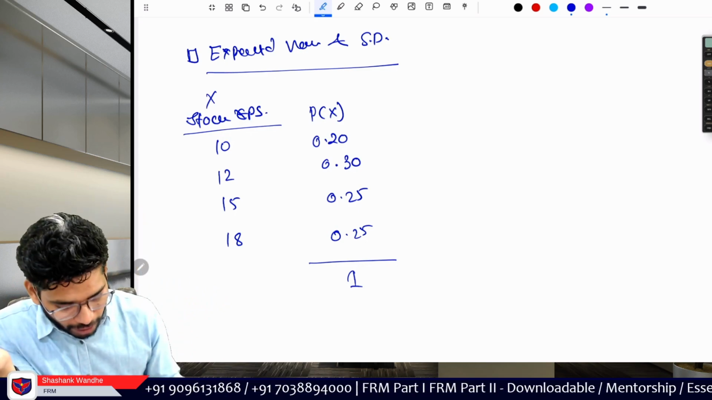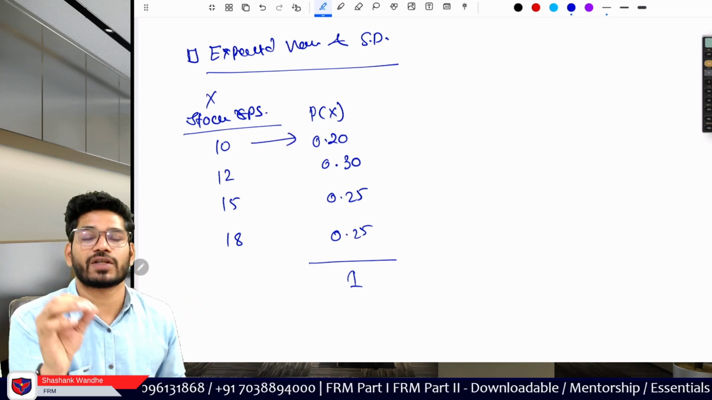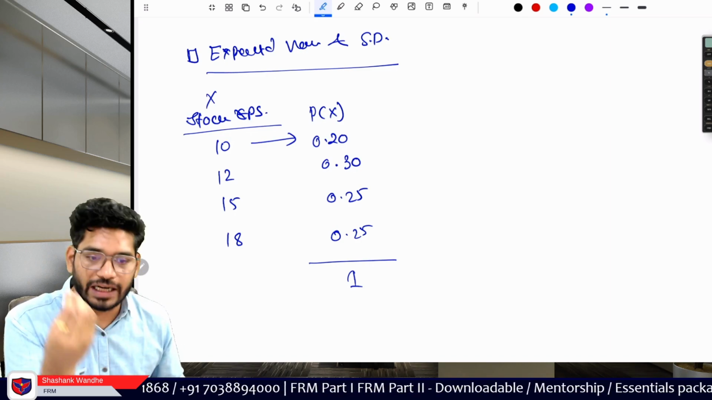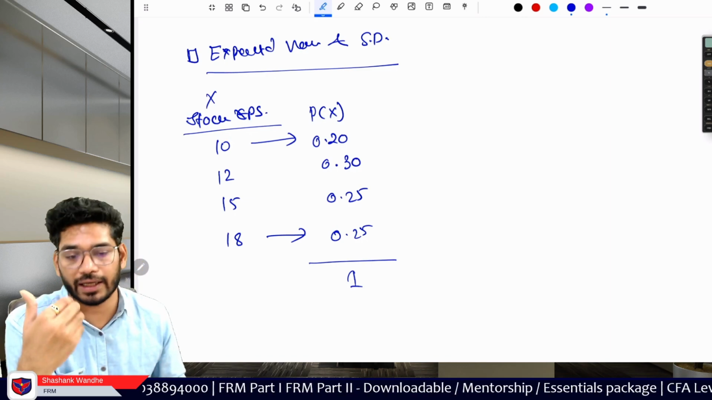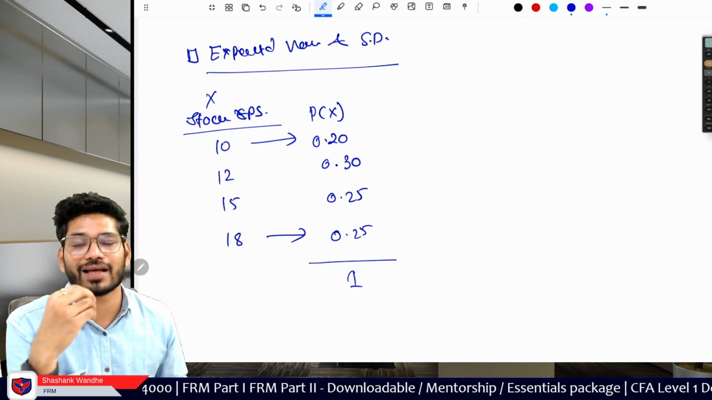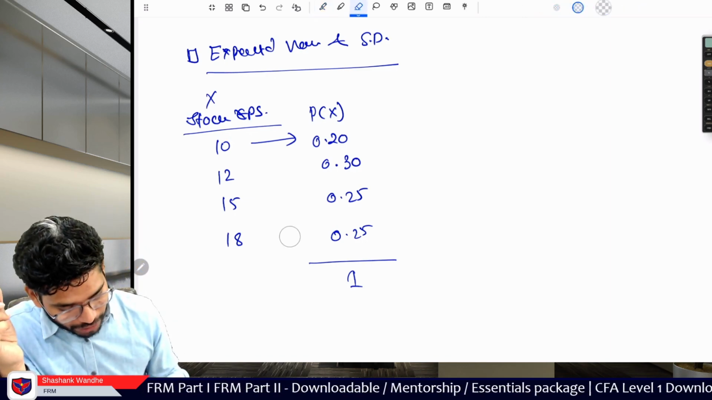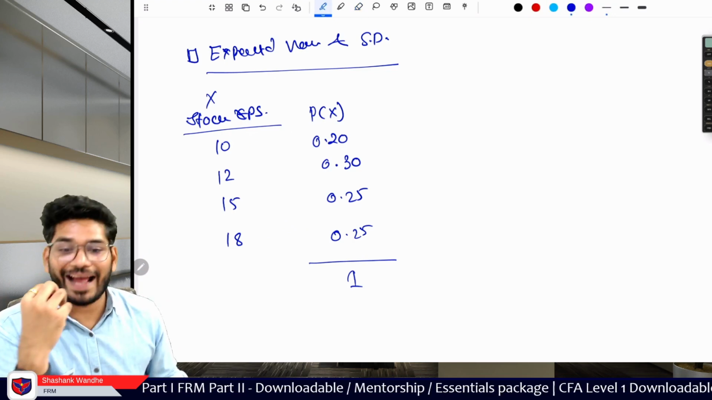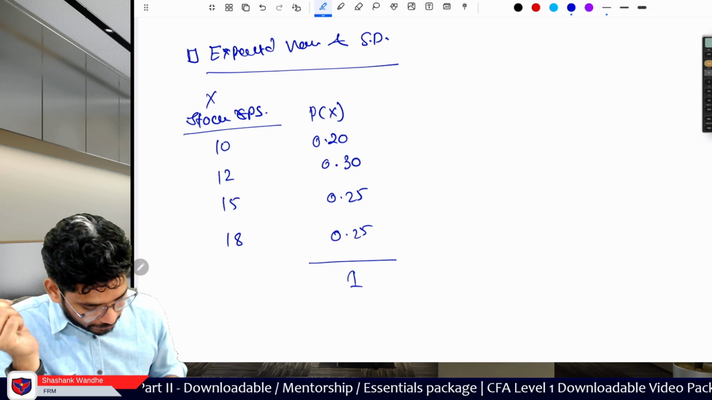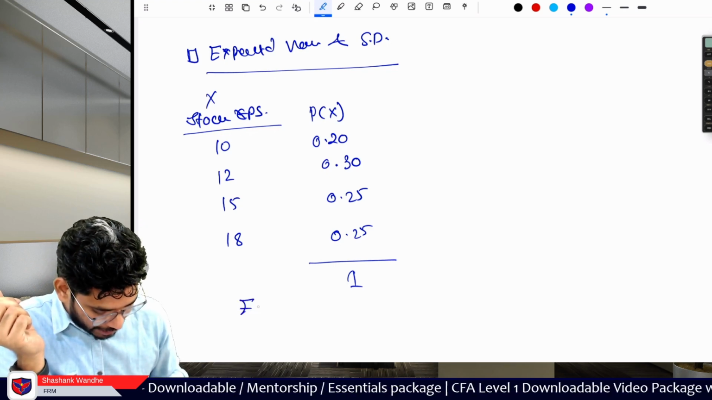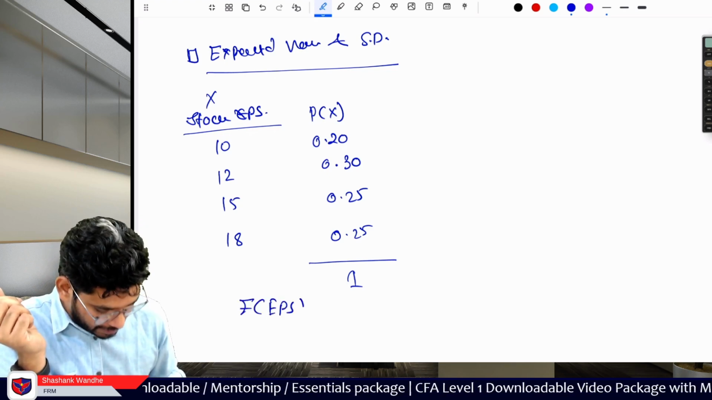So what is the probability that the EPS of this stock will be 10? The probability is 20%. What is the probability that the stock's EPS will be 18 at the year end? It's 25%. And this is how it works. Now the simple question is, what is the expected EPS?